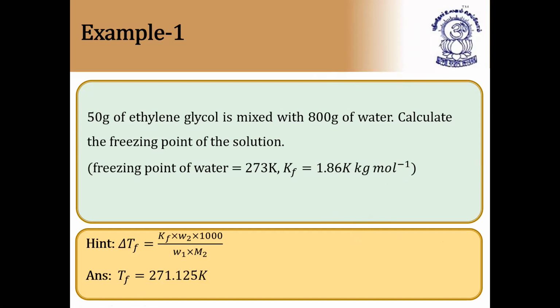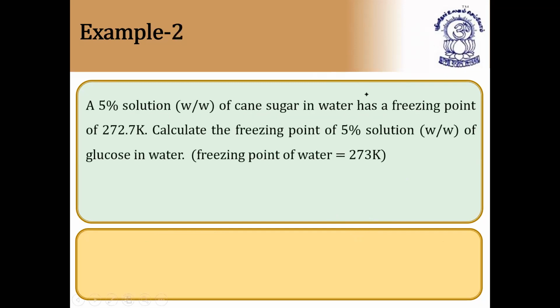Next, a 5% solution, weight by weight, they have given. Here they have changed it, it is typical. A 5% solution of cane sugar. Cane sugar formula is C12H22O11, nothing but sucrose, molecular weight 342. A 5% solution in water has a freezing point of 272.7 kelvins. Calculate the freezing point of a 5% solution, weight by weight, of glucose in water.